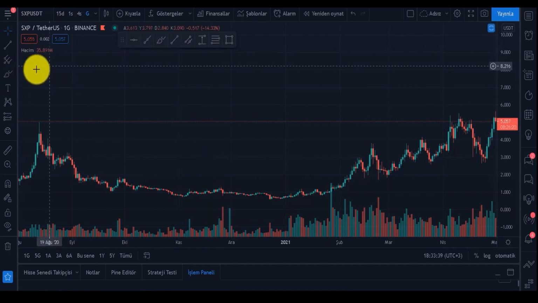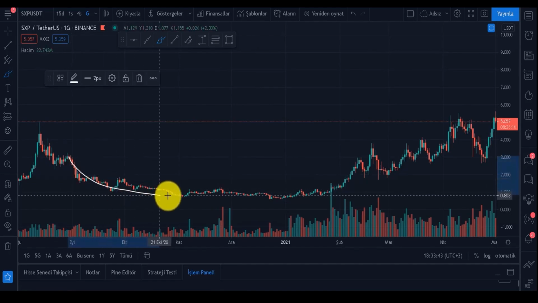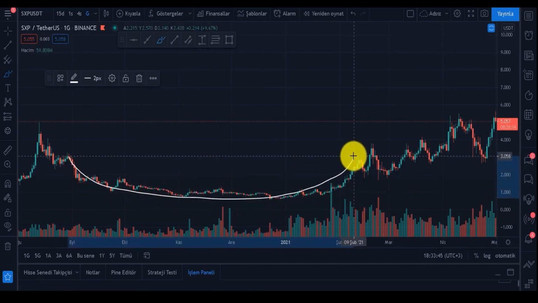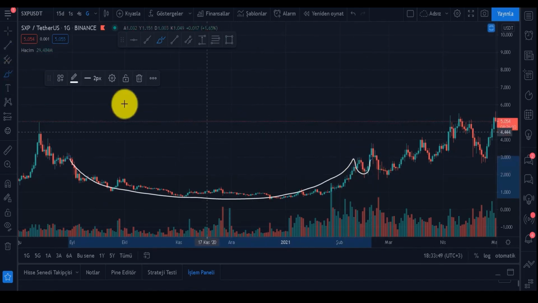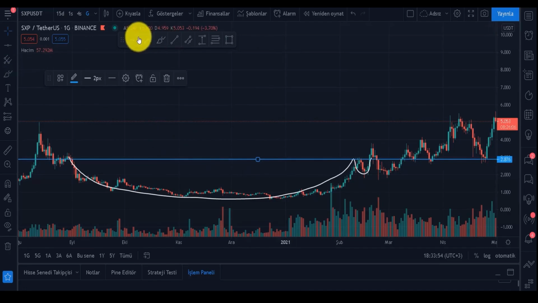Here, as you can see, a cup in this part over here, friends. For example, there is also a handle in this part, in this cup and handle formation. If the resistance here is broken, there will be a rise equal to the depth of the cup.